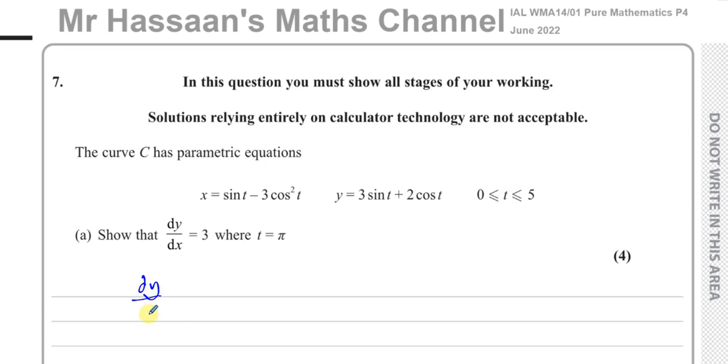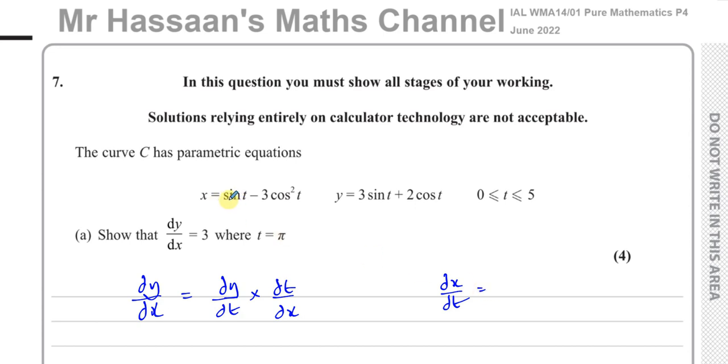So we know that dy/dx using the chain rule would be dy/dt multiplied by dt/dx. Now we can find dy/dt and dx/dt pretty easily, and then multiplying dy/dt by dt/dx, which is the reciprocal of dx/dt, we can find dy/dx quite simply and then show that this is true. So first of all, let's get dx/dt.